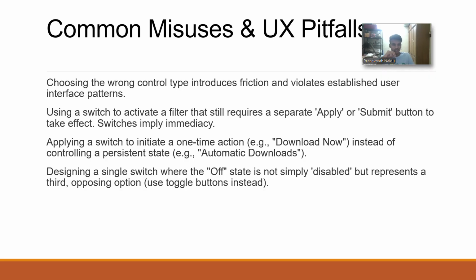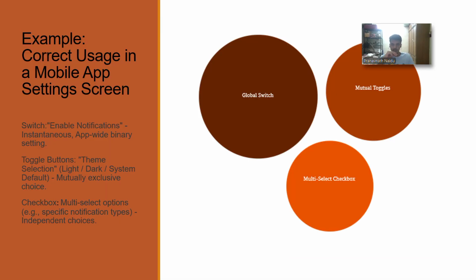Applying a switch to initiate a one-time action instead of controlling a persistent state is also one of the biggest user interface pitfalls. Designing a single switch where the off state is not simply disabled but represents a third opposing option. Here, all these represent the cases where a toggle needs to be used, but a switch is used, creating a problem.